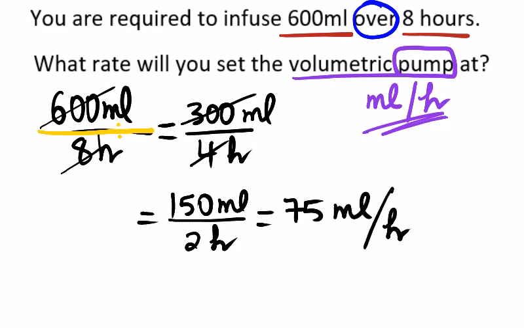Check the question again. What rate will you set the volumetric pump at? Rate has to always be the two quantities with their units and the per. So 75 mL per hour, and that's what the pump should be at.